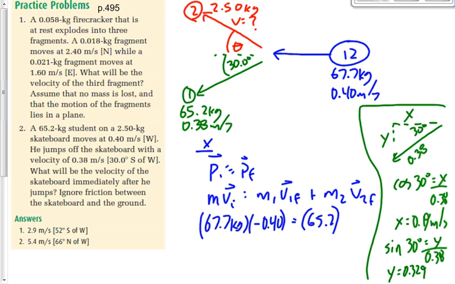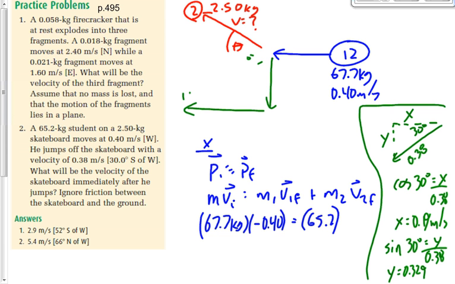So basically, what we could do if we wanted to is change this diagram to look like this. We've got an x and we've got a y now. Is that wrong? 0.32? Oh, yeah, it's backwards here. This is 0.19 for sure, because sine 30 is 0.5. And then this is 0.329? Okay, thank you.